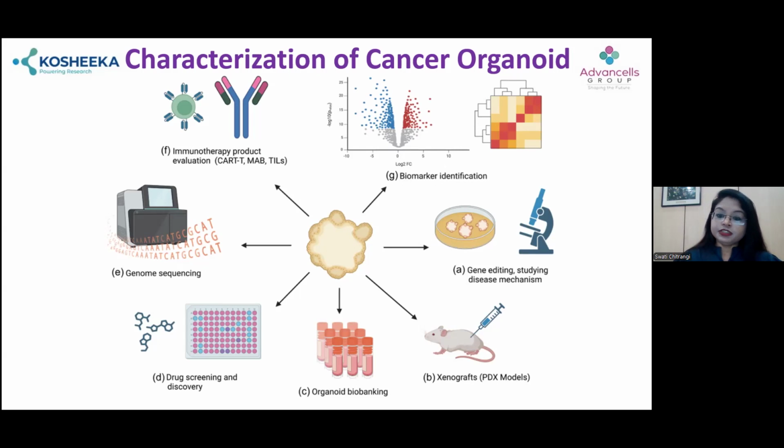Then xenograft is where you transplant the patient tissue into an animal, and now it becomes your cancer model. In that animal you can test the drugs, and whichever suitable drug you find from the PDX model, you can refer that drug to the patient. Then drug screening and genome sequencing, you will get a lot of genome study data. Then it can be used for immunotherapy like CAR T therapy, and to evaluate these therapies also.